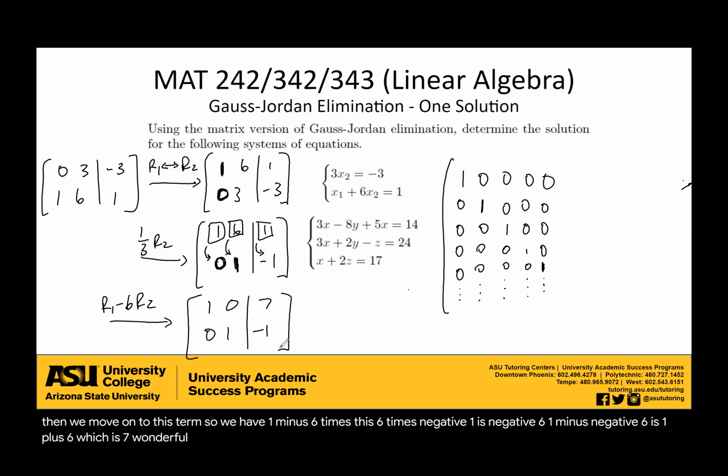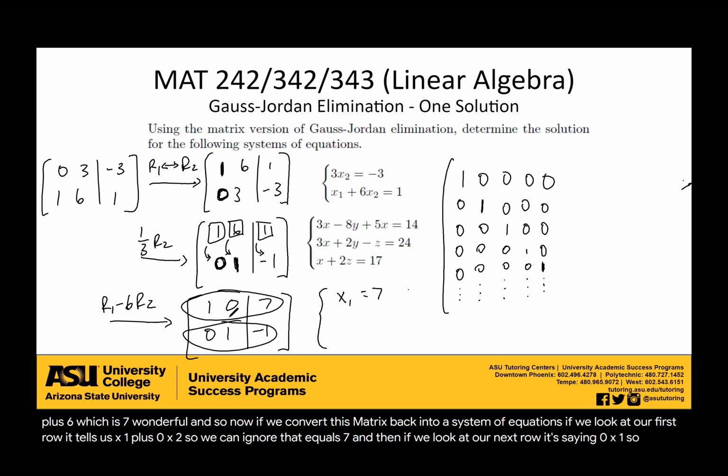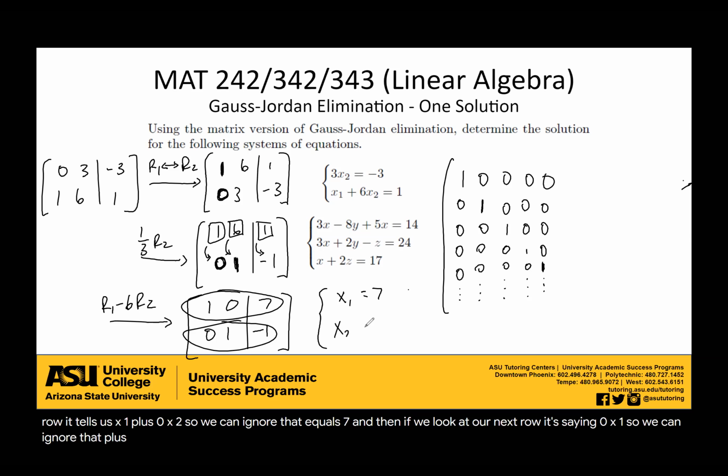Wonderful. And so now if we convert this matrix back into a system of equations, if we look at our first row, it tells us x1 plus 0 x2s, so we can ignore that, equals 7. And then if we look at our next row, it's saying 0 x1s, so we can ignore that, plus x2 equals negative 1. So we have our solution. There it is. x1 is 7, x2 is negative 1.